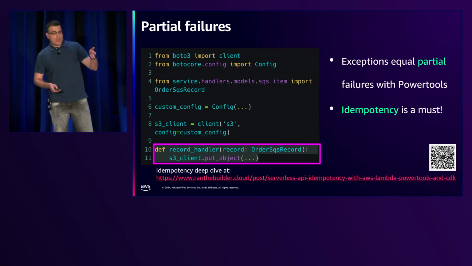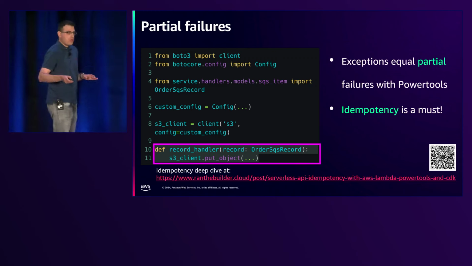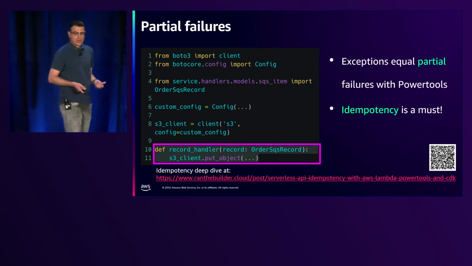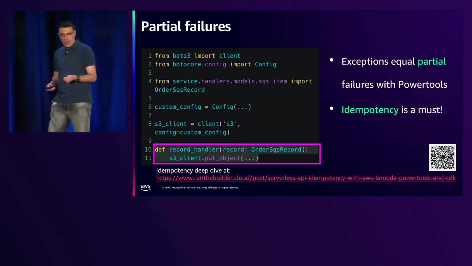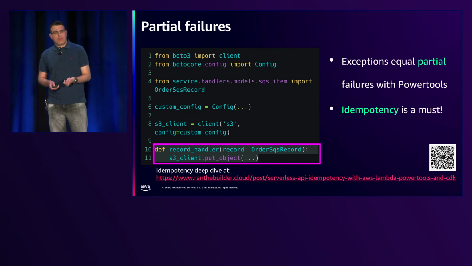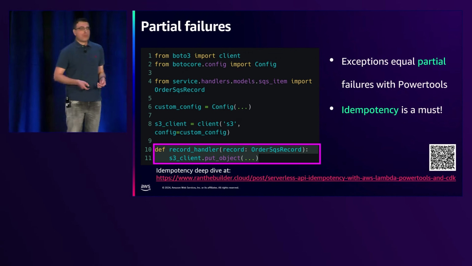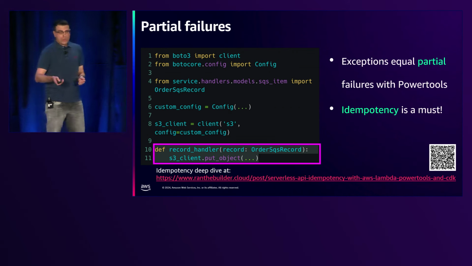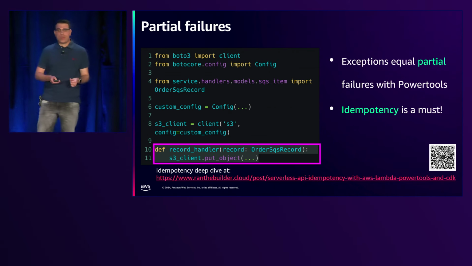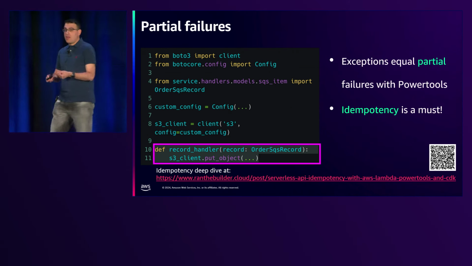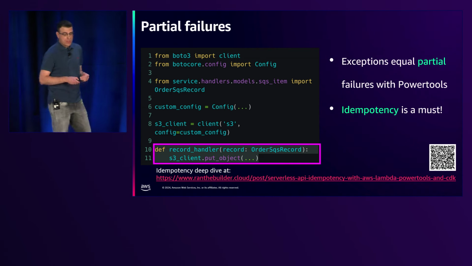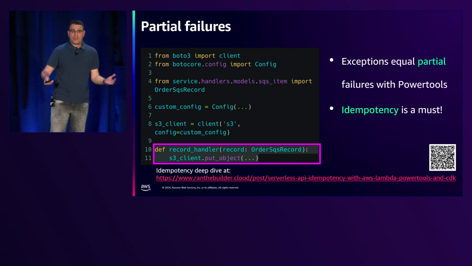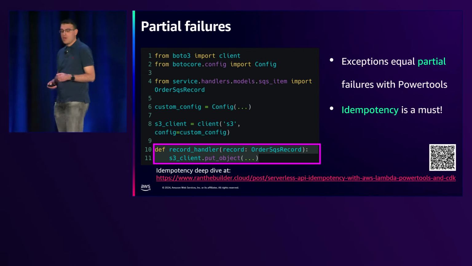So here you can see the entire code, but I want to shift the focus to the concept of partial failures. Here you can see in line 11 that I'm using the put object SDK call. Now, if an exception were to occur here, Powertools would actually catch the exception, mark the item as partially failed, and iterate to the next one. So you're basically getting the partial failures feature out of the box in a very transparent manner.